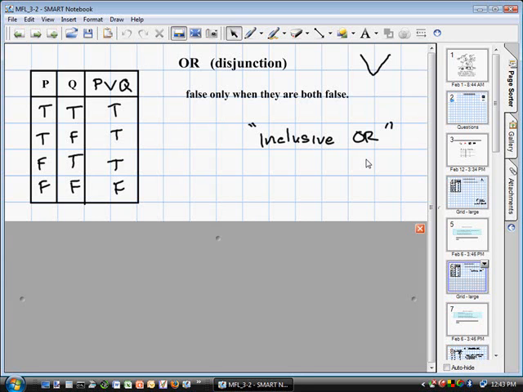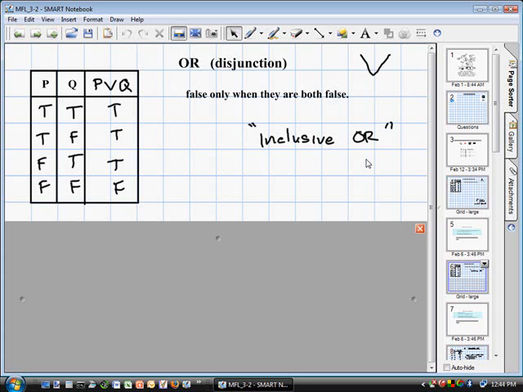Okay, next. Now, I got to explain, I keep calling this OR. Actually, this is the inclusive OR. Yeah, see how I have that written in quotes underneath there? Inclusive OR. Okay, that means this OR says you can either have one or the other or both. That's what we mean by inclusive.